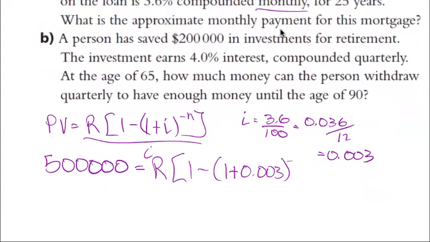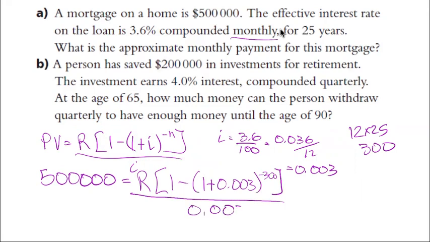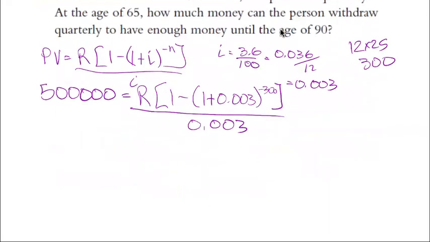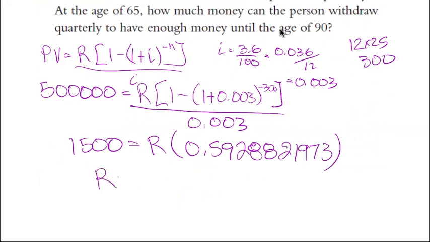Oh, we didn't look at n. Monthly payments for 25 years: 12 times 25. What was that? 300, we did that before. 300, all over 0.003. Again, working this backwards, 1500 is equal to R times 0.59288, 21973, and then R is equal to 2530.01.